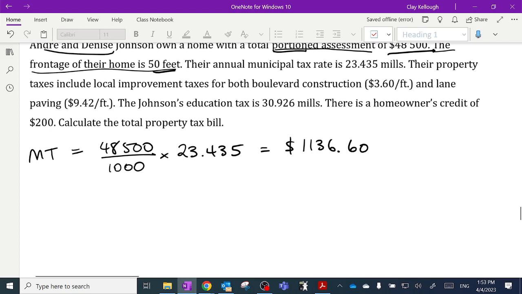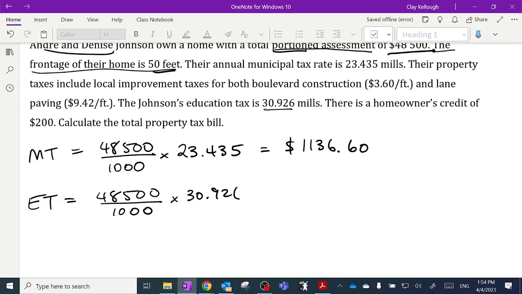Next, our education tax. Now, in some of the questions that you're going to see in your homework, I think education tax is broken into two separate taxes. There's a different mill rate for the provincial part and a different mill rate for the local school board part. For this question, it's all just one number. The mill rate is 30.926, so it's the same thing. How many thousands of dollars of house do I own, times $30.926 per every thousand. And when I punch buttons, that got me, what did I get for this one? $1,499.91. Remember, you always round money to cents, right?